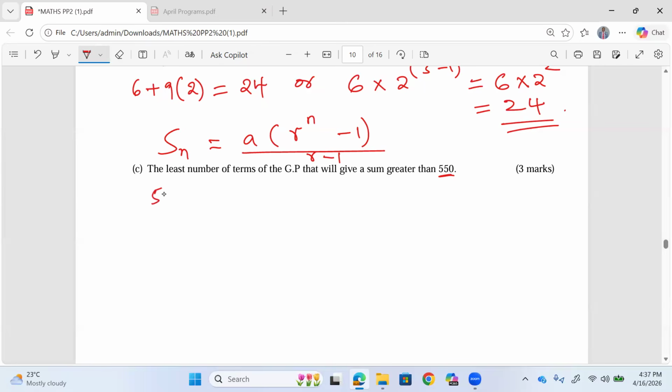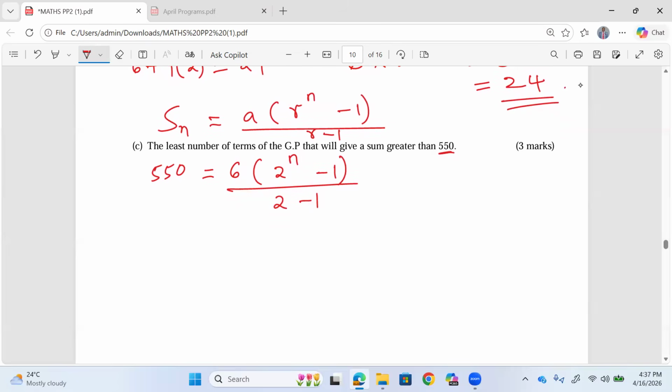So the sum of 550 can be given by the first term times R power n minus 1, out of R minus 1. R is 2, so this is out of 1, so it remains the way it is. So we are having 550 being equal to 6 times 2 power n minus 1. And we divide through by 6.